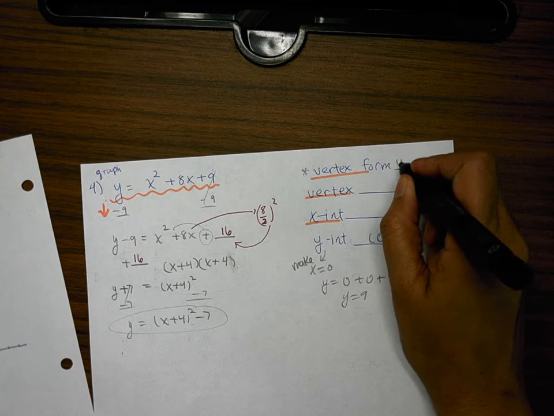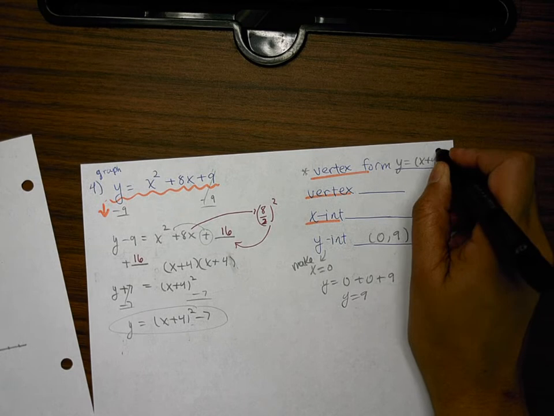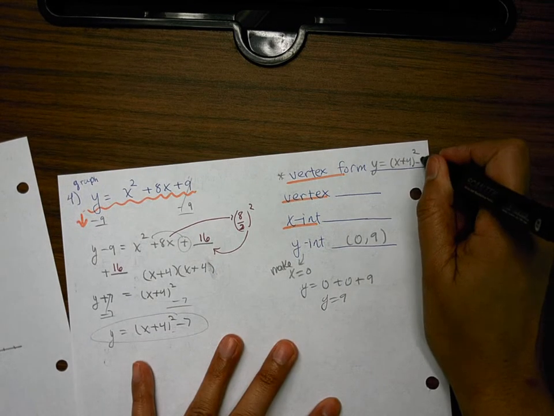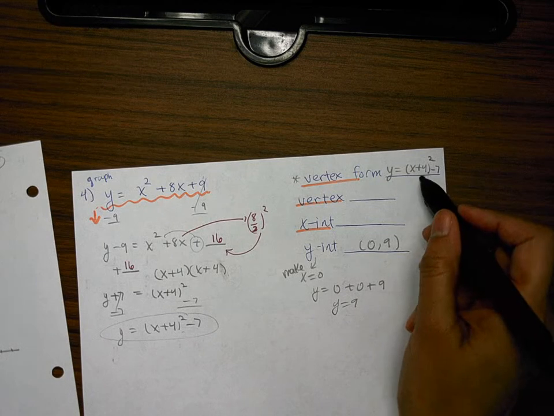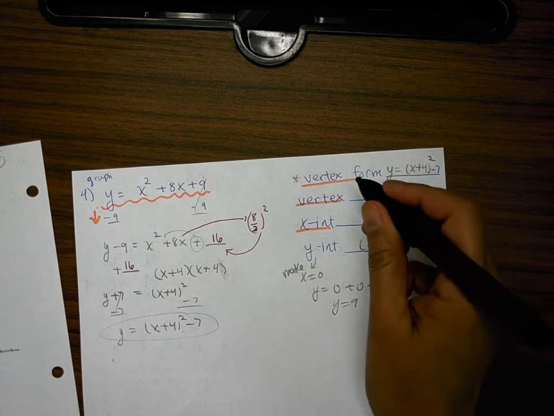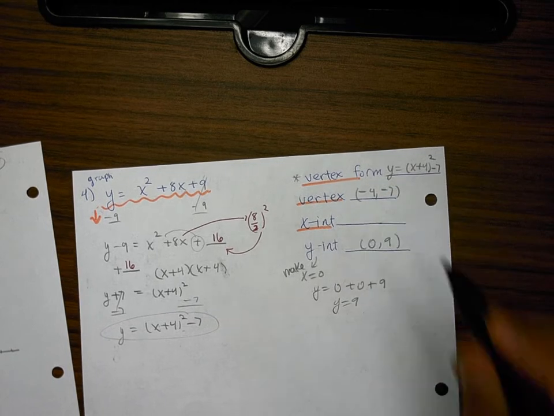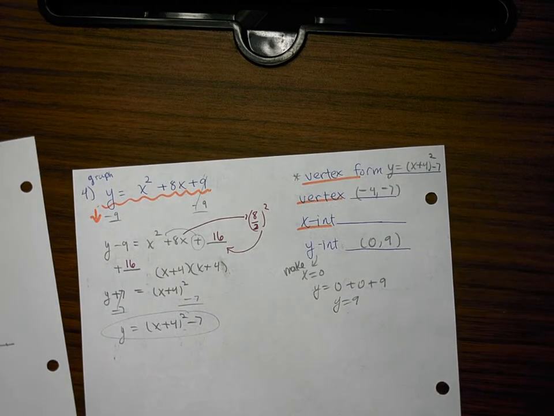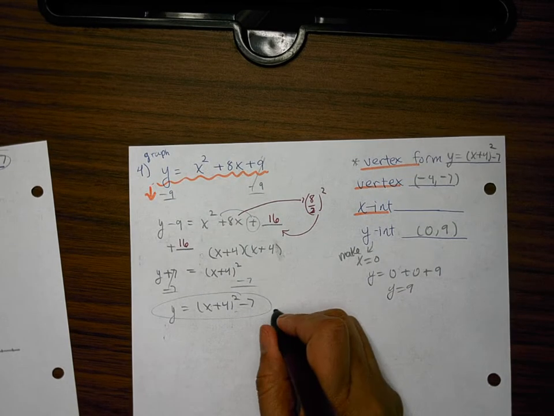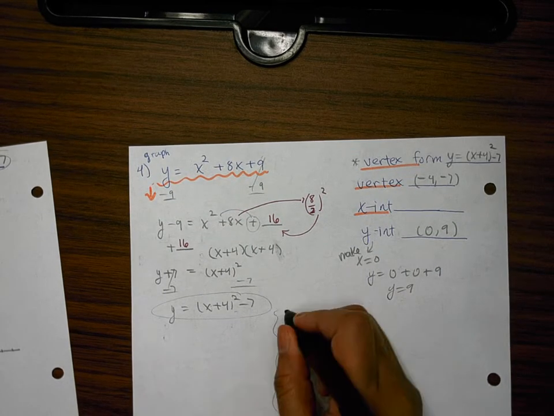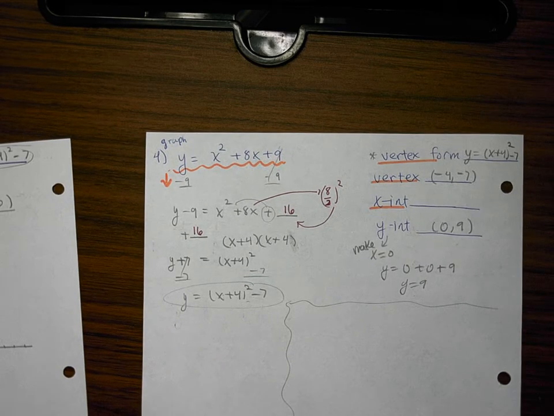y equals the quantity of x plus 4 squared minus 7. What is the vertex? Opposite of the inside, outside stays the same. So negative 4, negative 7. Now, for our x-intercepts, I'm going to save this section over here for my graph. I'll put my graph in that section there and put the rest of my work here.